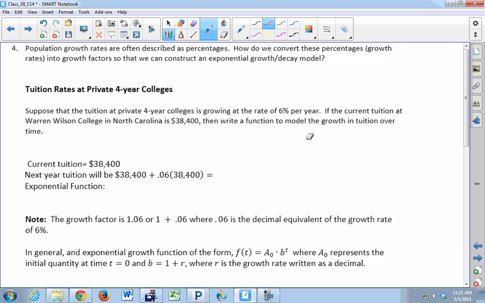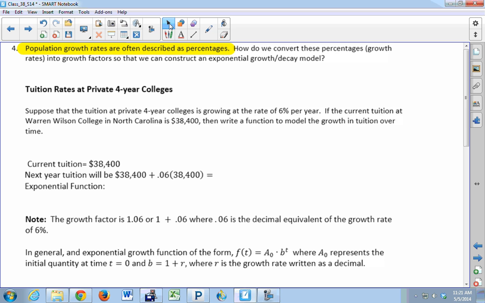So, someone want to read number 4 for me, Connor, in your wonderful DJ voice? Population growth rate. Stop right there. This is the whole reason why I spent hours of my life yesterday, just for this thing right here. Beside the tables, I wanted you to be able to look at tables and know when something was linear versus exponential. So say that again, Connor. Population growth rates are... Okay, keep going. How do we convert these percentages of growth rates into factors?